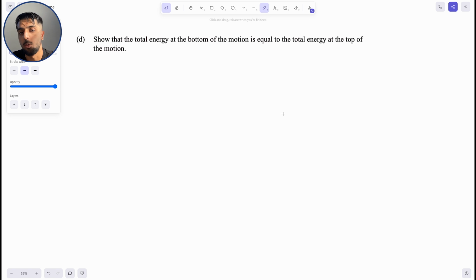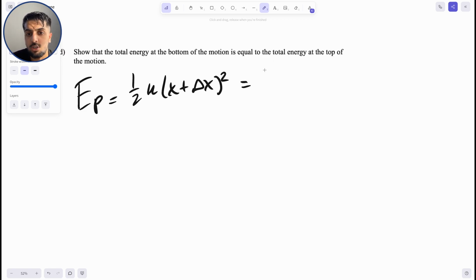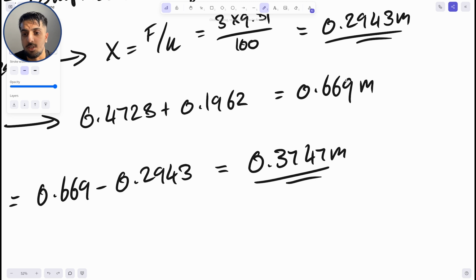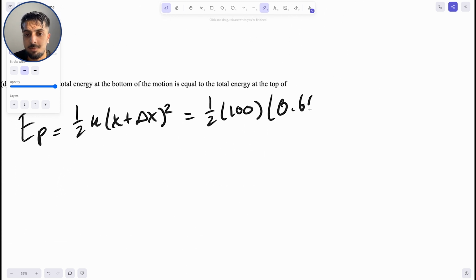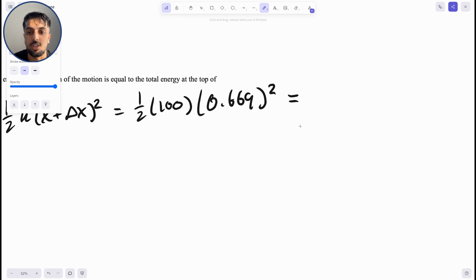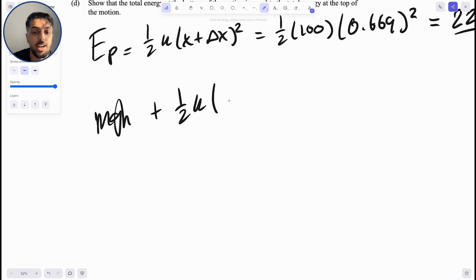So at the bottom, all the energy is in the potential energy of the spring, which in a previous question we found is equal to half k (x plus delta x) squared. So plugging that in, we get half times our k value, which again is 100, times our x plus delta x, which we found was just 0.669, and that's all squared. And that gives us a potential energy of 22.38 joules.